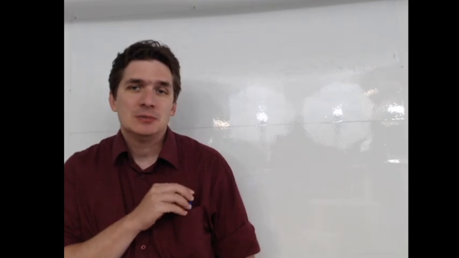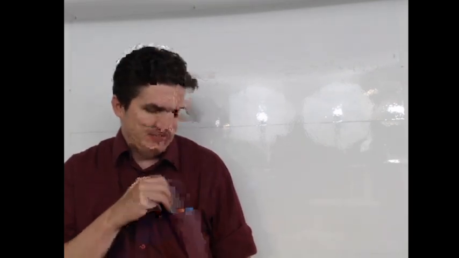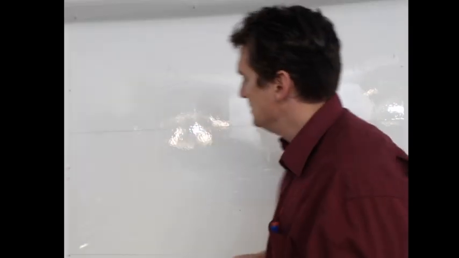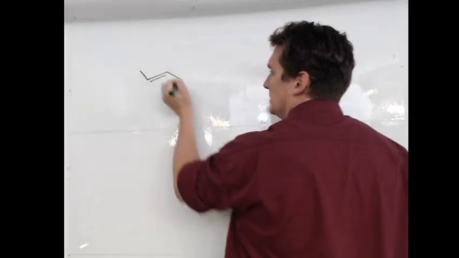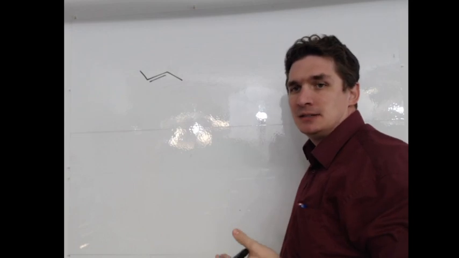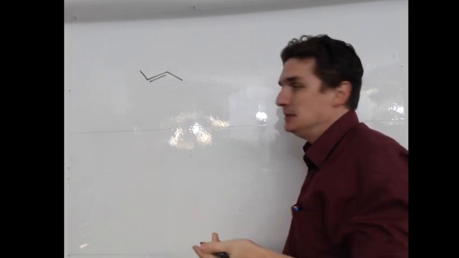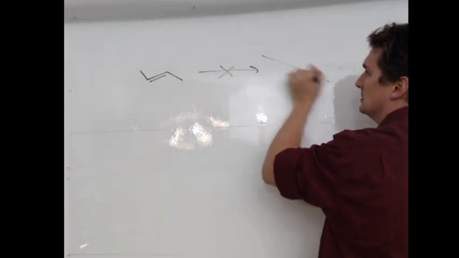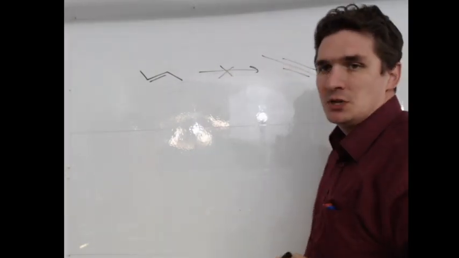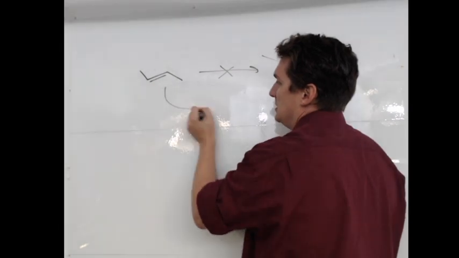Is there a specific reaction to convert an alkene to an alkyne? Well, it depends on the nature of the alkene. So if you have a non-functionalized alkene like trans-2-butene, there's no way to go directly from there to there. What you'd actually have to do in this case is use an intermediate like bromine.